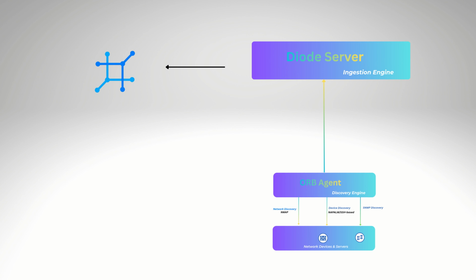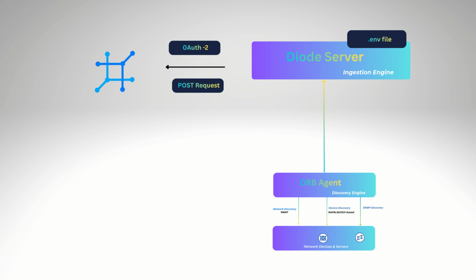So DIODE goes through a second OAuth flow, but this time using its own credentials. DIODE reads its environment file and gets its own OAuth2 credential, which includes the client ID and client secret, and these are completely different from the ORB agent credentials. Then DIODE makes another POST request to the NetBox OAuth2 endpoint and says, "Here NetBox, I am DIODE to NetBox, here is my credential, I need permission to write to your database."